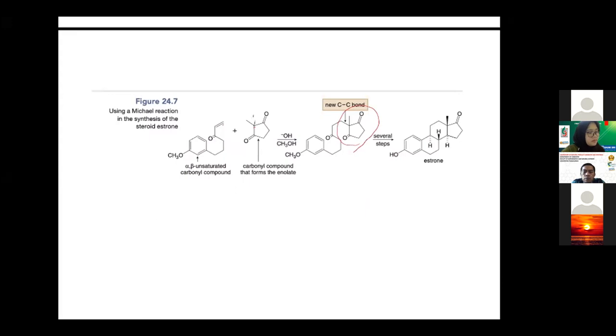This is the one proton here, and this alpha carbon is activated by the two ketone groups in here. This is activated, so it is easily deprotonated. And this is the negative. This is attacked here. The Michael reaction occurred. As the new bond, this one is attached in here. This is several steps. But you may think about this one, but this one is not reacted.